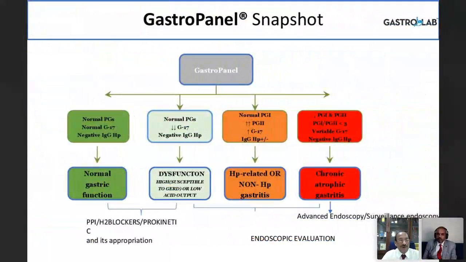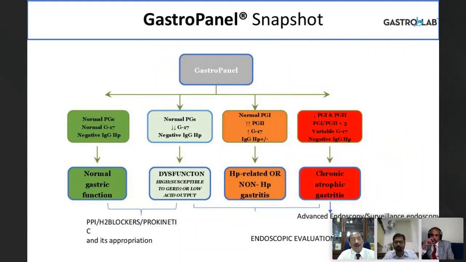So GastroPanel: normal pepsinogen, normal G17, normal IgG H. pylori antibodies, normal stomach. The PGs are normal, that's pepsinogen is normal, G17 is low, H. pylori negative. This is low acid output. High acid output.